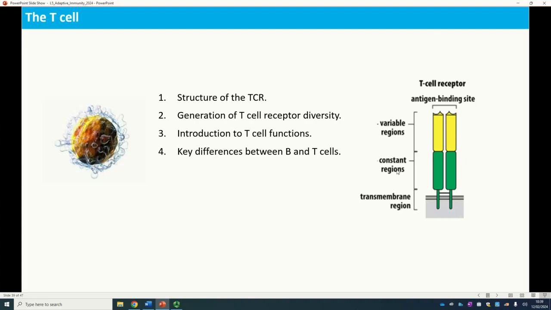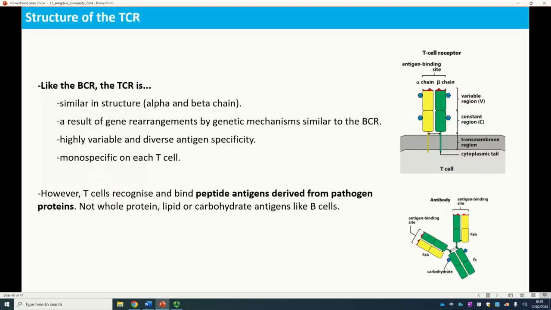If we look at the T cell receptor, so this is obviously the structure of the T cell receptor. We're just going to have initially a look at the structure and then a look at how we can generate that diversity of the T cell receptor and have a look at the functions and some of the key differences. So this is just comparing the T cell receptor to the B cell receptor. So you can see that they're somewhat similar, but obviously the T-cell receptor is a little bit more simplified.